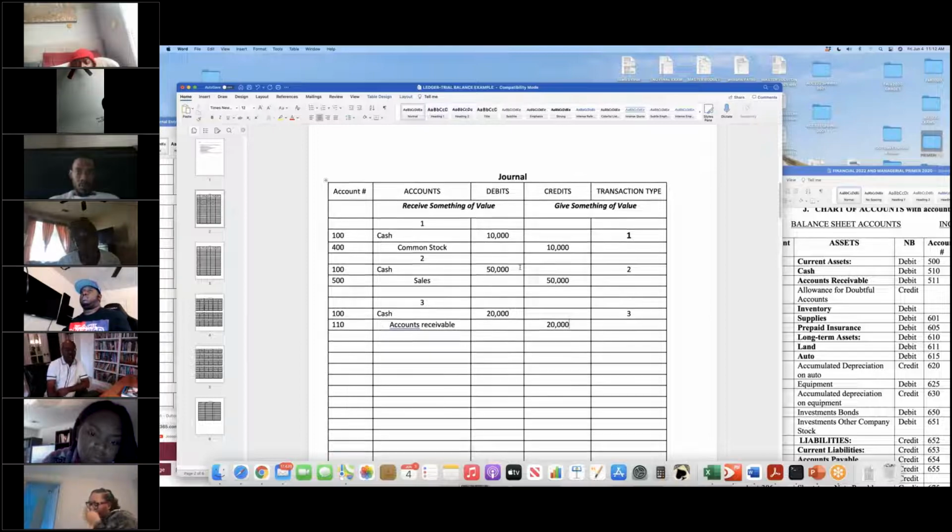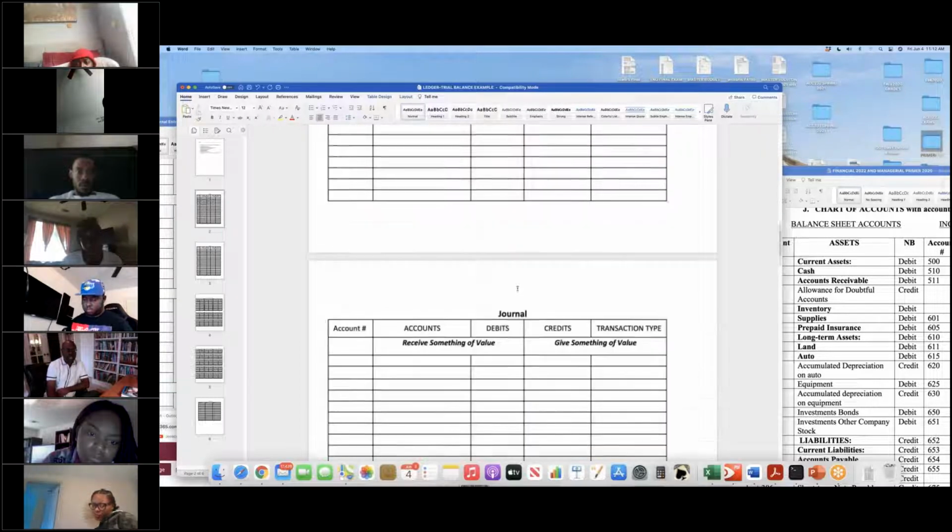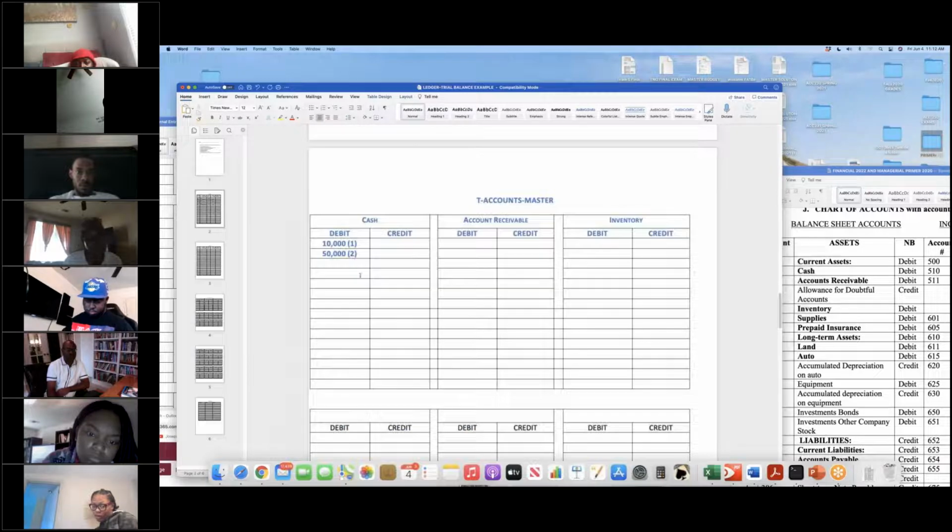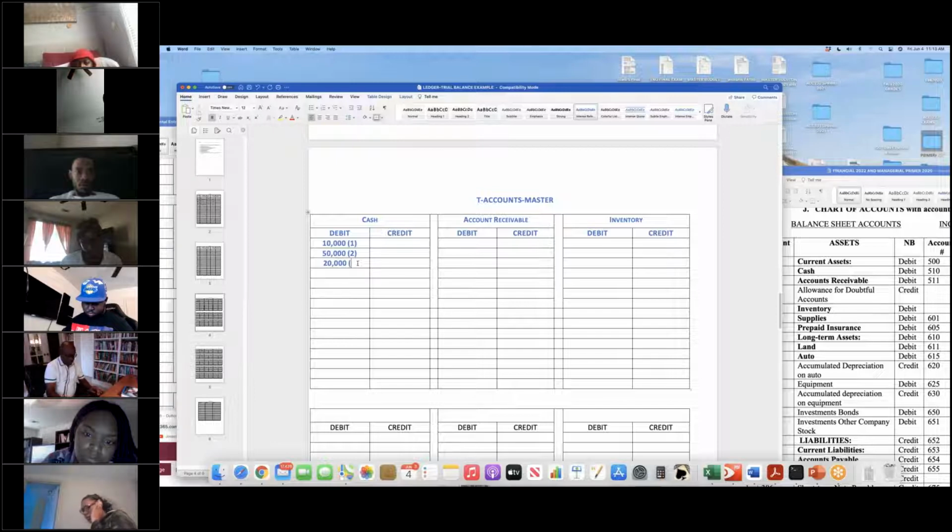Now we need to post this one. So we go to cash. Our posting reference here is journal entry 3. And now we have a credit in accounts receivable for 20,000 because we haven't put in our journal entry yet.